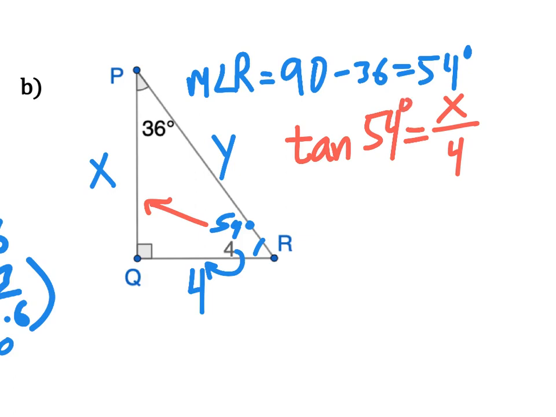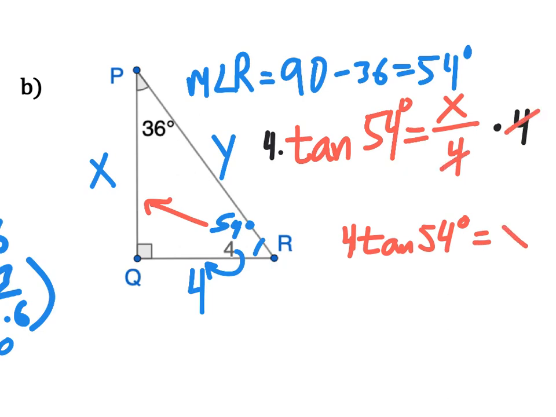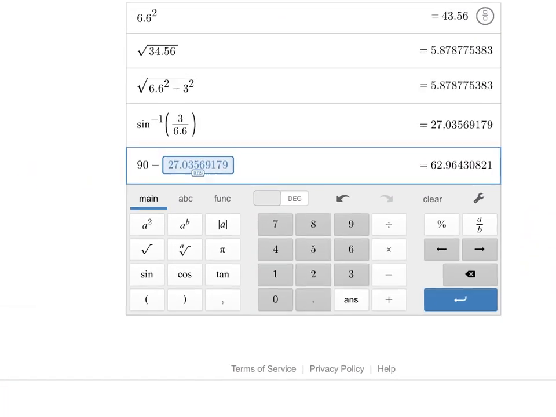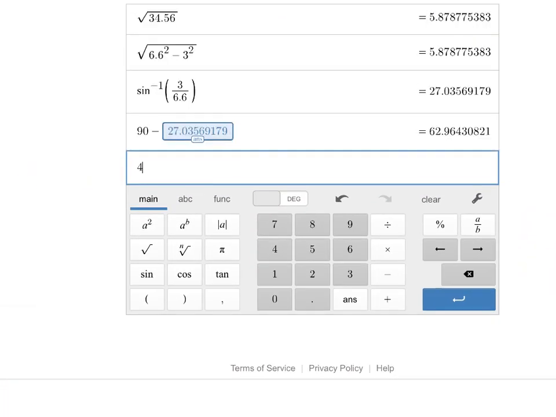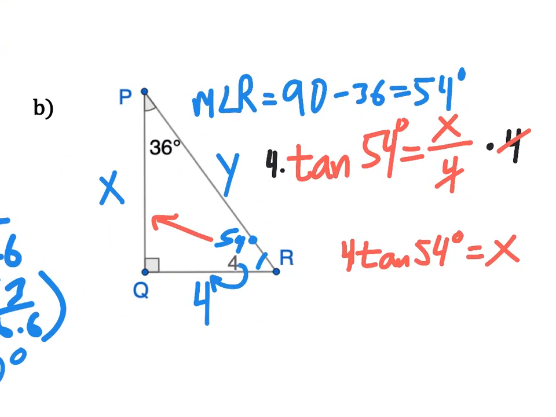So let's go ahead and multiply both sides by 4 because we've got to get that X by itself. That gives us 4 times the tangent of 54 degrees is equal to X, and these cancel. So now you go to our calculator, 4 times the tangent of 54. And that's 5.50555. So it looks like 5.5, pretty close, pretty exact there. So this X is 5.5.